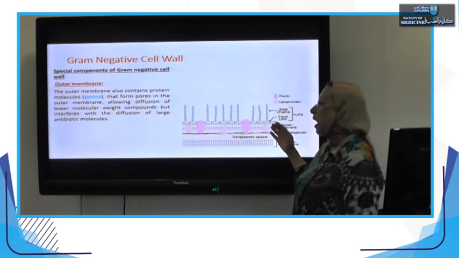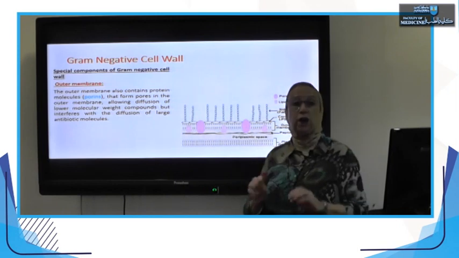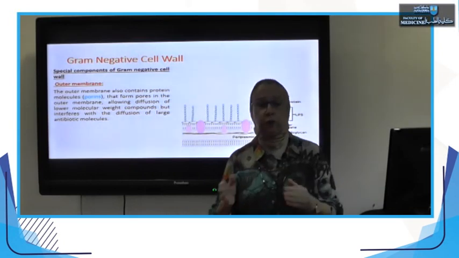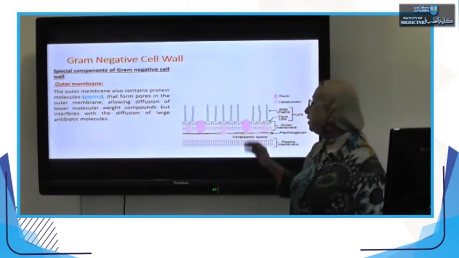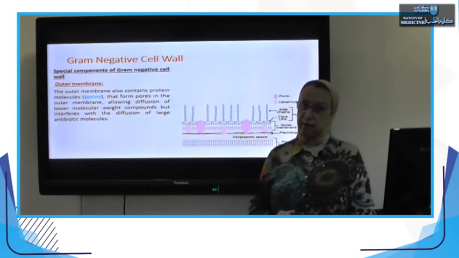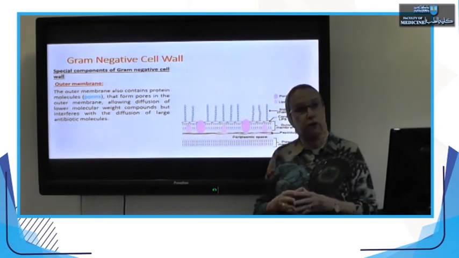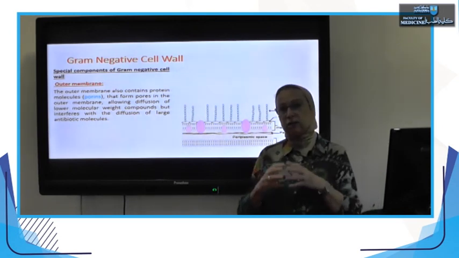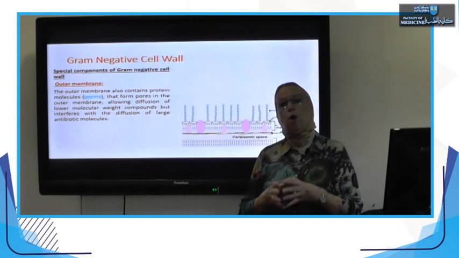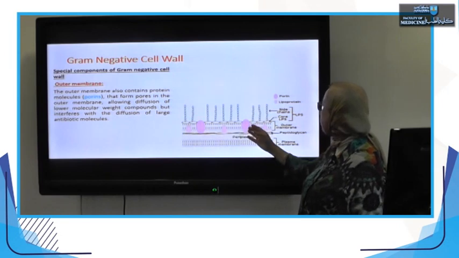This layer also has some openings, the so-called pores. These pores are guarded or controlled by some proteins, the so-called pore proteins. They guard these openings, and these openings allow the passage of molecules inside and outside the bacterial cell. Only small-sized molecules can pass through these pores. The large-sized molecules cannot pass, and this can explain why some antibiotics cannot pass to the inside of the bacterial cell, which is considered one of the methods for resistance to antibiotics. So, the pores with the pore proteins.